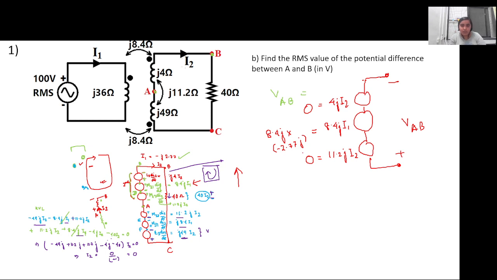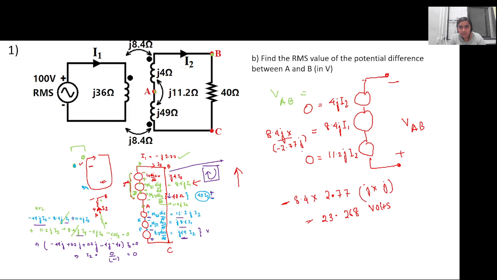So this will have a voltage of 8.4 into 2.77. Let's calculate that. 23.268. Is that what you got? Yes, ma'am, I got that value. So you see there is a minus sign before 2.77. So this will be a negative quantity into j.